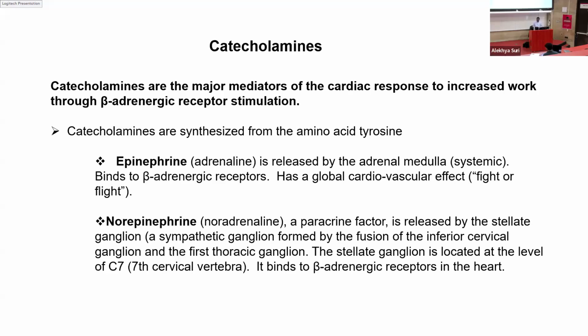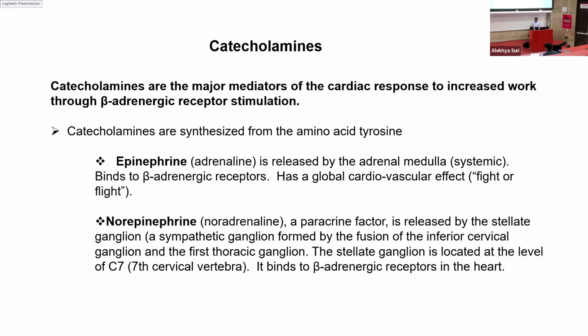Okay. So now we are moving on to signal transduction. We're going to focus on a specific signaling pathway, which is catecholamine-mediated signaling. In cardiac muscle, you can see all types of signaling mechanisms. Whatever you have studied in other cell types, you can see the same mechanism in cardiac muscle. However, the one which is specific for cardiac muscle is catecholamine-mediated signaling. The catecholamines are the major mediators of the cardiac response to increased workload.